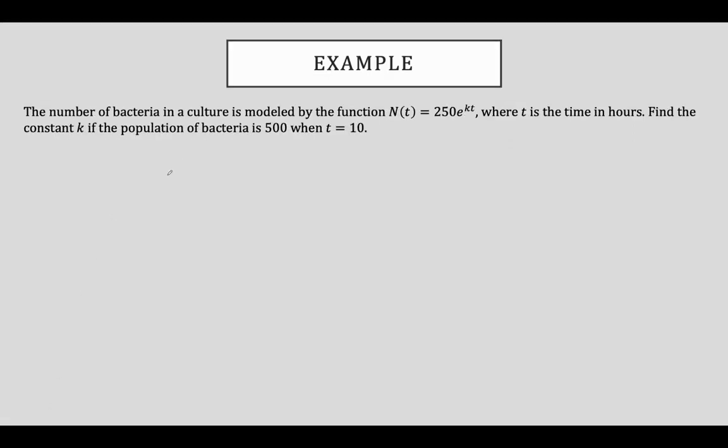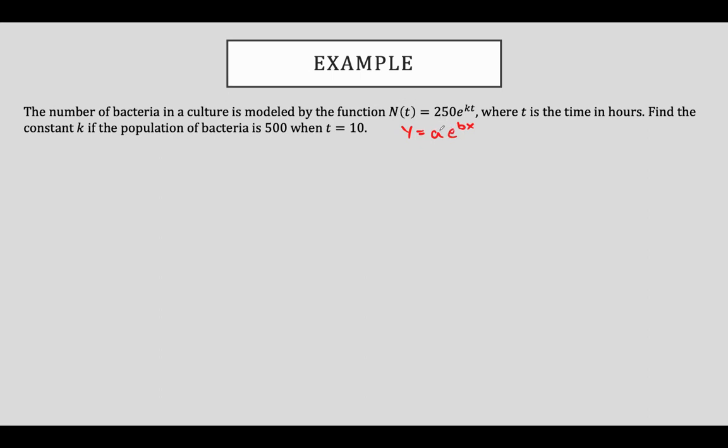All right, the number of bacteria in a culture is modeled by the function n of t equals 250 e to the kt, where t is the time in hours. Find the constant k if the population of bacteria is 500 when t is equal to 10. Notice that this is a model of exponential growth, y equals a times e raised to the bx. Instead of x as our independent variable, we're using t to represent time. Instead of y, we have n, which represents the number of bacteria.